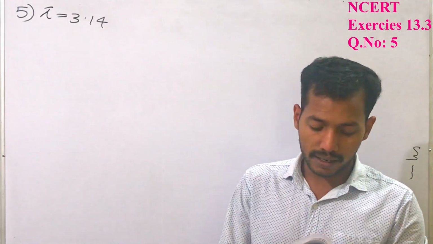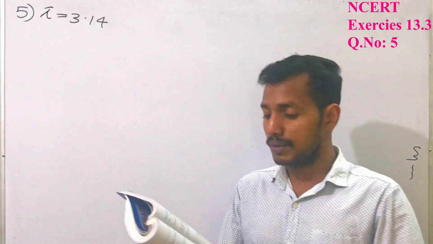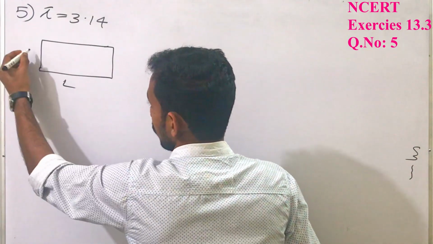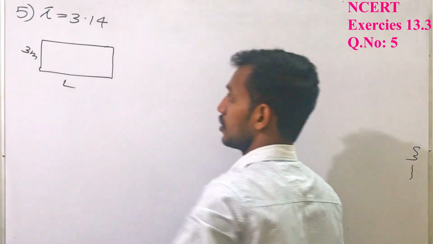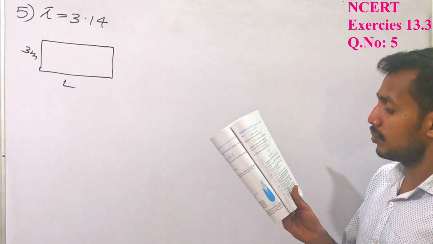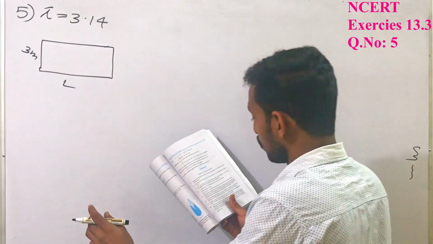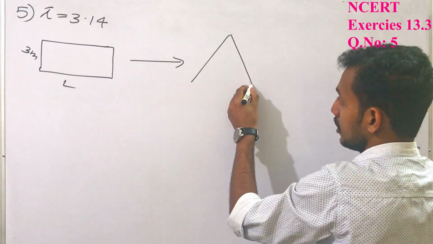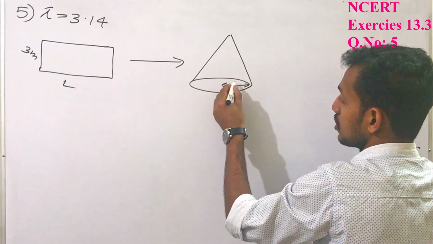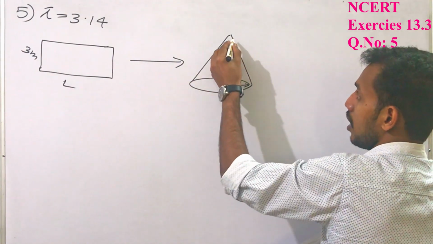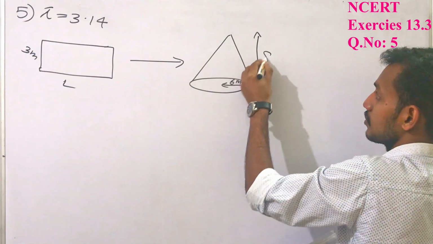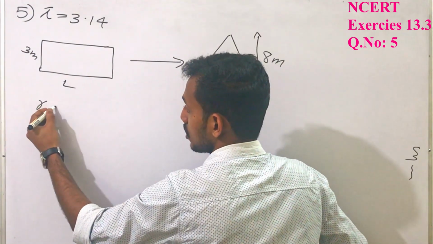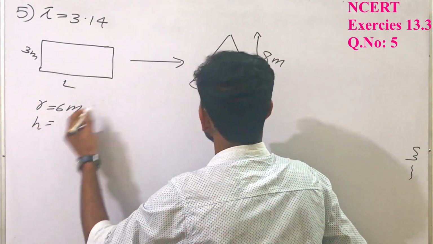Clear. And what length of tarpaulin 3 meter wide? So the length of the tarpaulin we need to find, with a 3 meter width. The width of the tarpaulin is given as 3 meter, to make a conical tent of height 8 meter and base radius 6 meter. Clear? That is, the radius of the conical tent is given as 6 meter and the height is given as 8 meter.